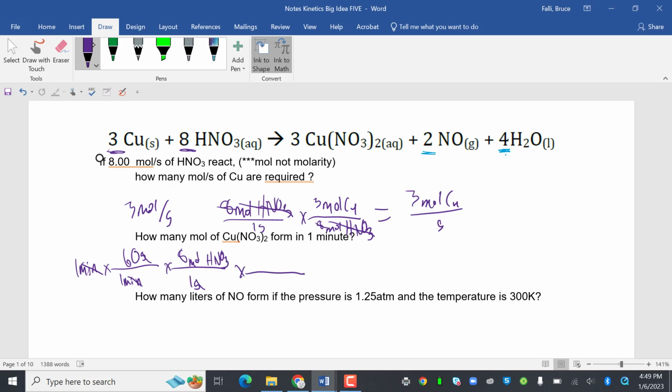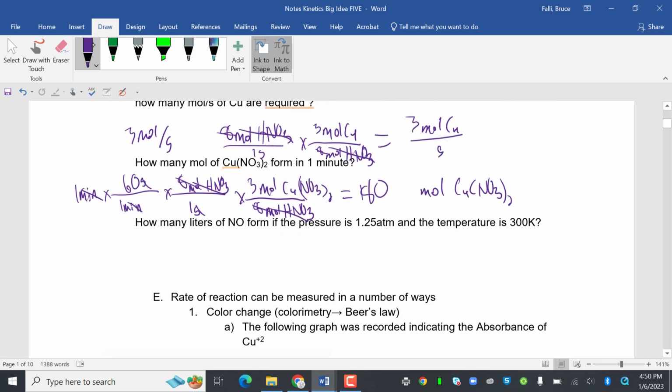Now I'm in moles of HNO3. And how many moles of that form? So I need to cancel moles of HNO3 and use 3 moles of CuNO3 taken twice. Again, notice how all those units cancel, and I'm left with the units of moles of CuNO3 taken twice. I need a calculator to figure out what happened here, because it's a little more than my mental math can do. 60 times 3 is 180 moles of CuNO3 taken twice.